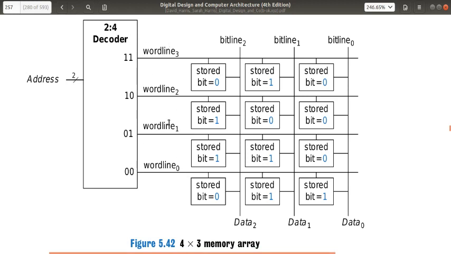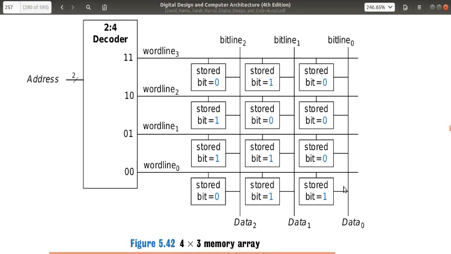So for a 4x3 memory array, there will be 4 word lines. The number of word lines is equal to the number of memory locations, right? For a 4x3 memory array, there will be 4 word lines and 3 bit lines. The number of bit lines will be equal to the word length. How many bits are there in a word?